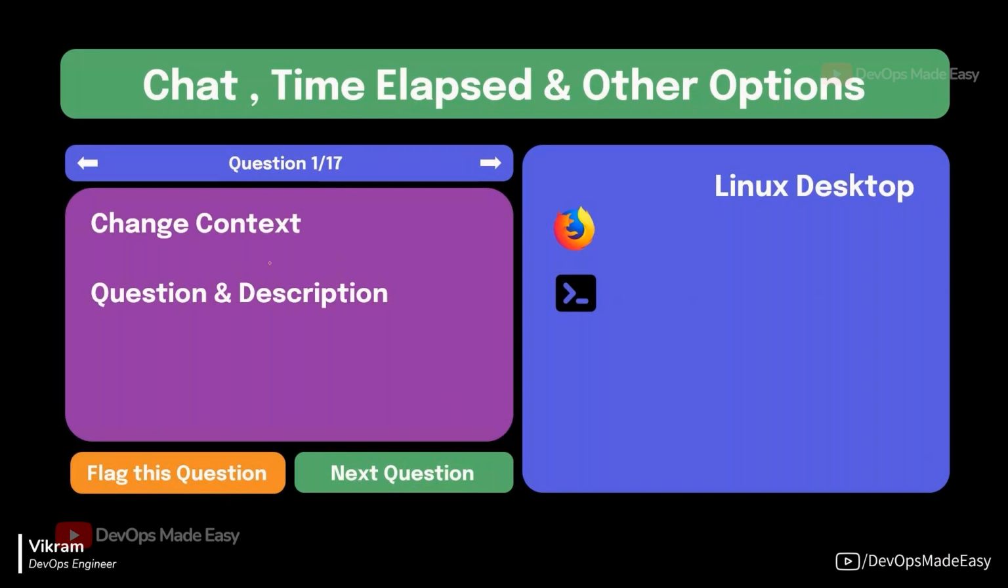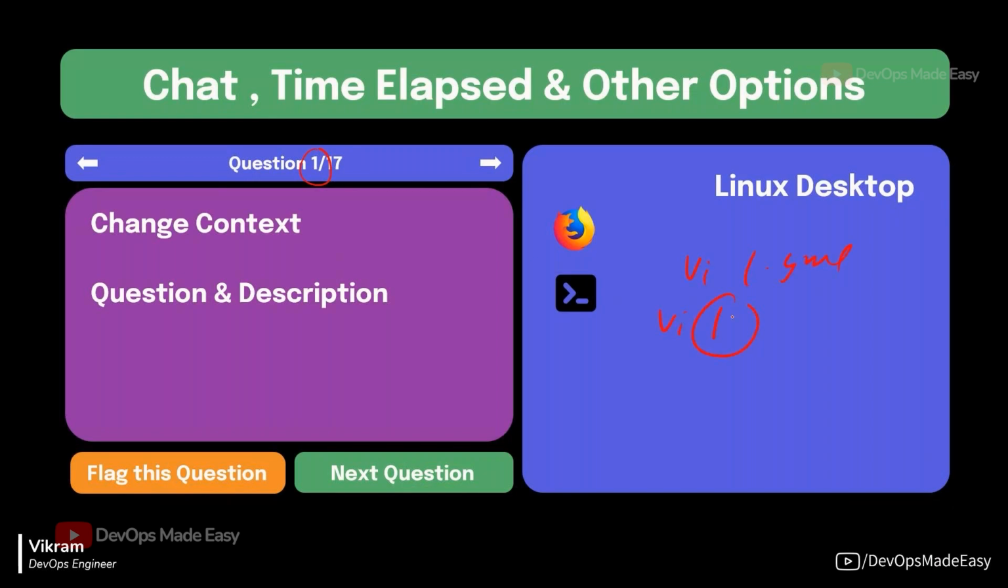One thing you need to remember here is that the environment is common. The desktop is common for all the questions. So if you're answering question number one and you have to write a YAML file, just use 1.yml, or vi 1.